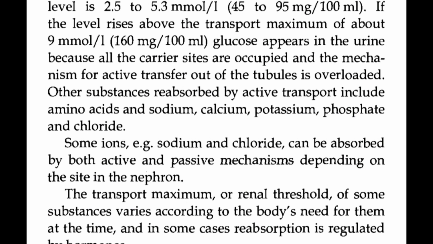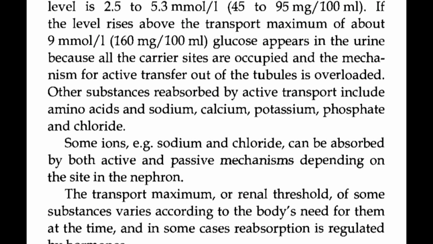Glucose level is 2.5 to 5.3 millimole per liter, 45 to 95 milligram per 100 ml. If the level rises above the transport maximum of about 9 millimole per liter, glucose appears in the urine because all the carrier sites are occupied and the mechanism for active transfer out of the tubules is overloaded. Other substances reabsorbed by active transport include amino acids and sodium, calcium, potassium, phosphate, and chloride.